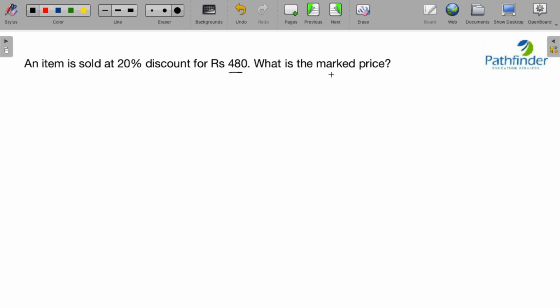An item is sold at a 20% discount for rupees 480. What is the marked price? Now, how can I solve this question? So there are two different ways of thinking out this question. I can simply calculate the discount. It is given to be 20% of the marked price. But this is not the marked price, this is the selling price.